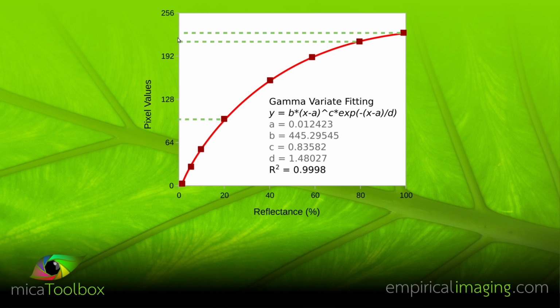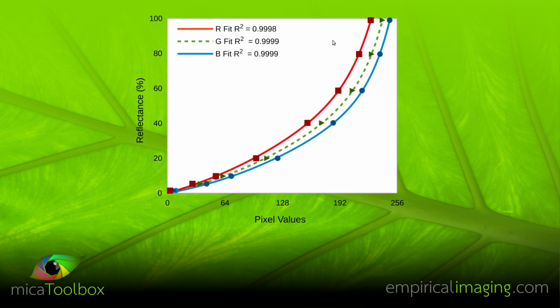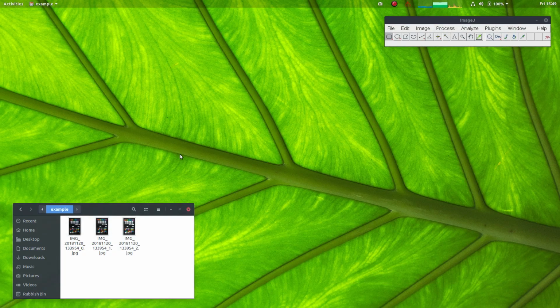So we need to take away this non-linearity for various reasons during image processing when working with reflectance images, or when we want to measure color accurately, or when we want to convert images into cone catch. So to linearize an image, we essentially need to be able to have a model where we can work out the inverse of this gamma variate, where we can take a pixel value and for each pixel value work out a corresponding reflectance percentage. And that's exactly what the function in the micaToolbox can do. It can allow you to take a non-linear image and linearize it.